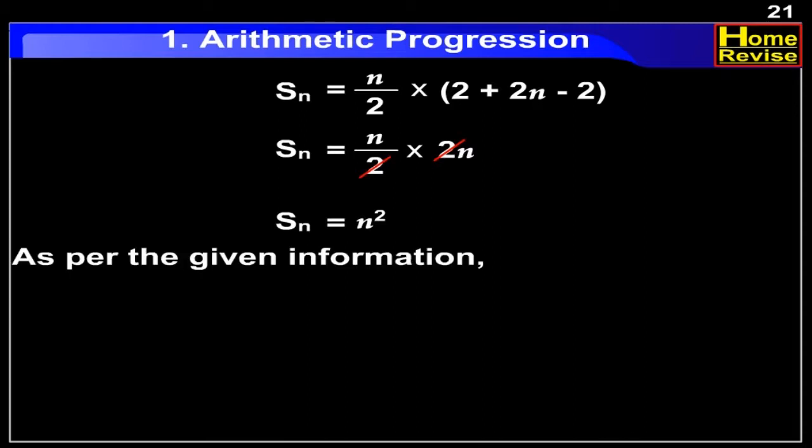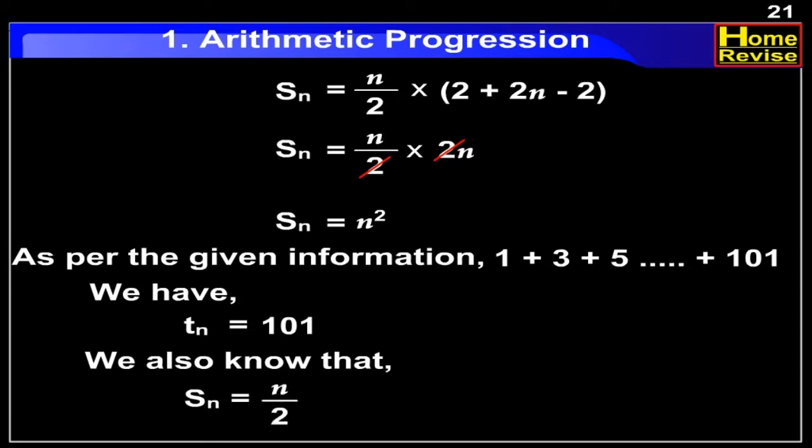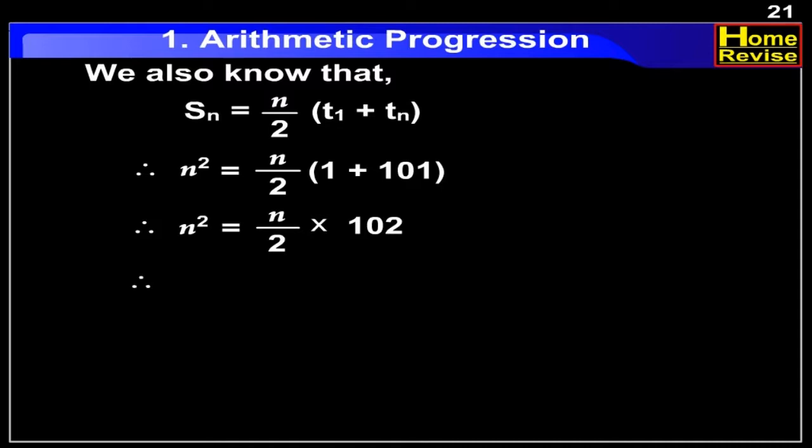Now, as per the given information, 1 plus 3 plus 5 plus so on plus 101, we have Tn is equal to 101. We also know that Sn is equal to n upon 2 into T1 plus Tn. Therefore, n square is equal to n upon 2 into 1 plus 101. Therefore, n square is equal to n upon 2 into 102. Therefore, n square is equal to n into 51. Now, n square divided by n is equal to 51. n gets cancelled out in the numerator and denominator and we get n is equal to 51.